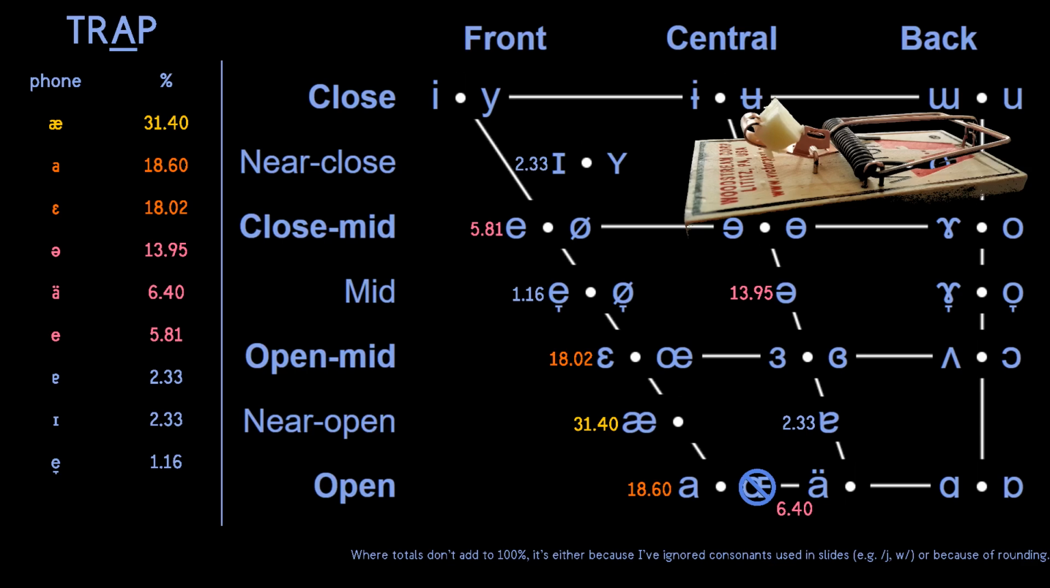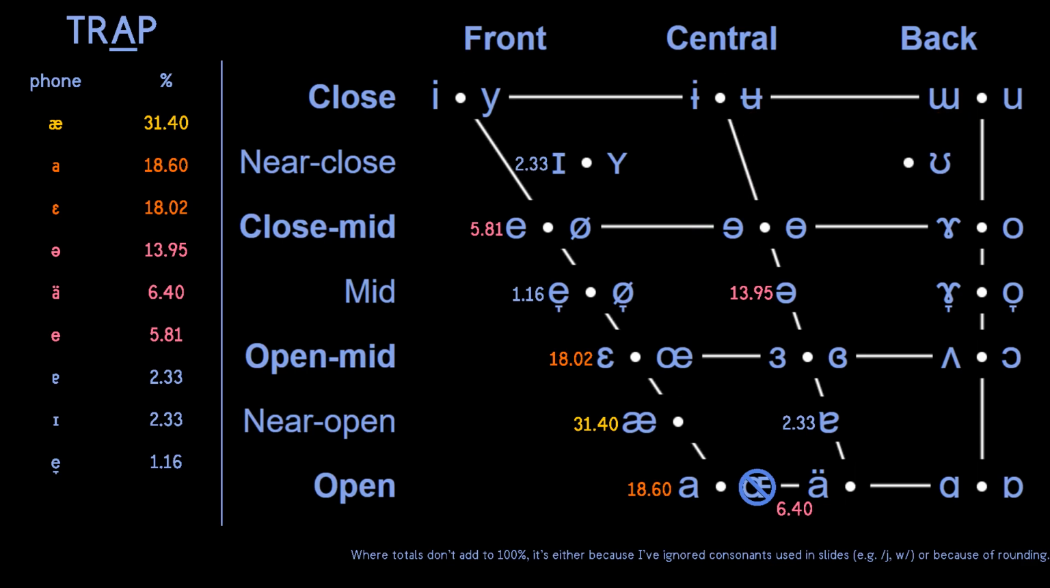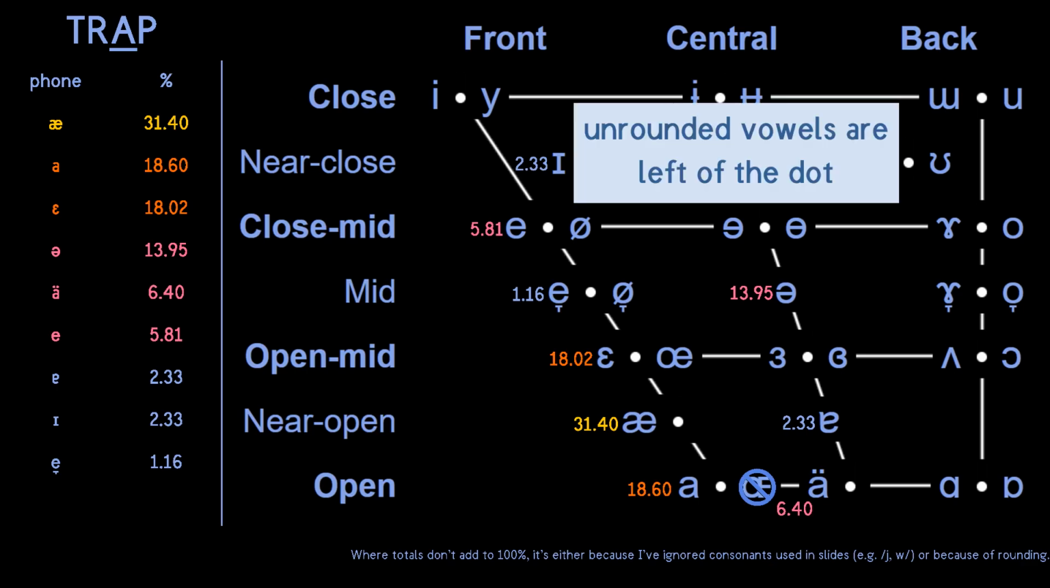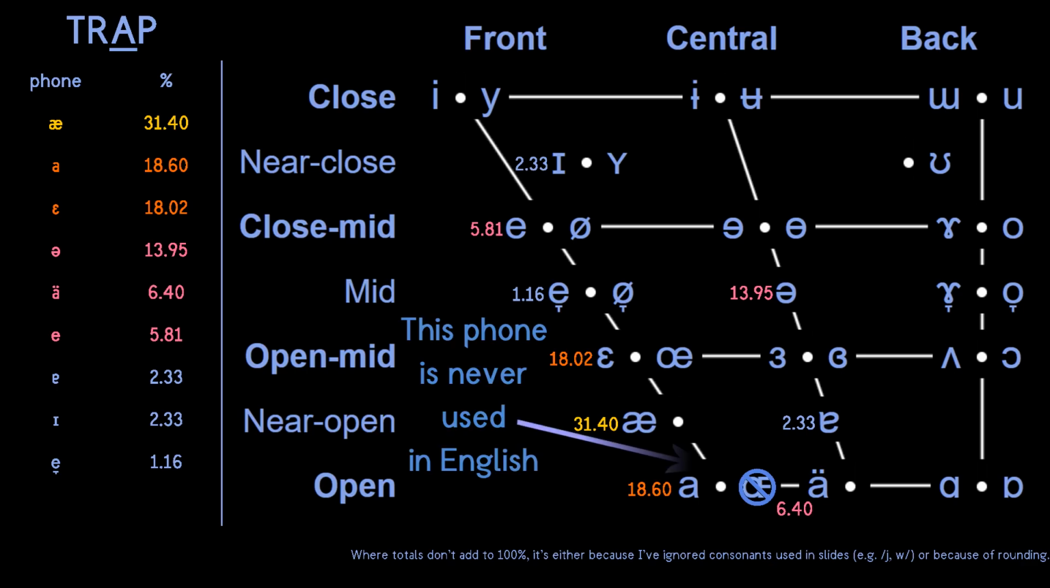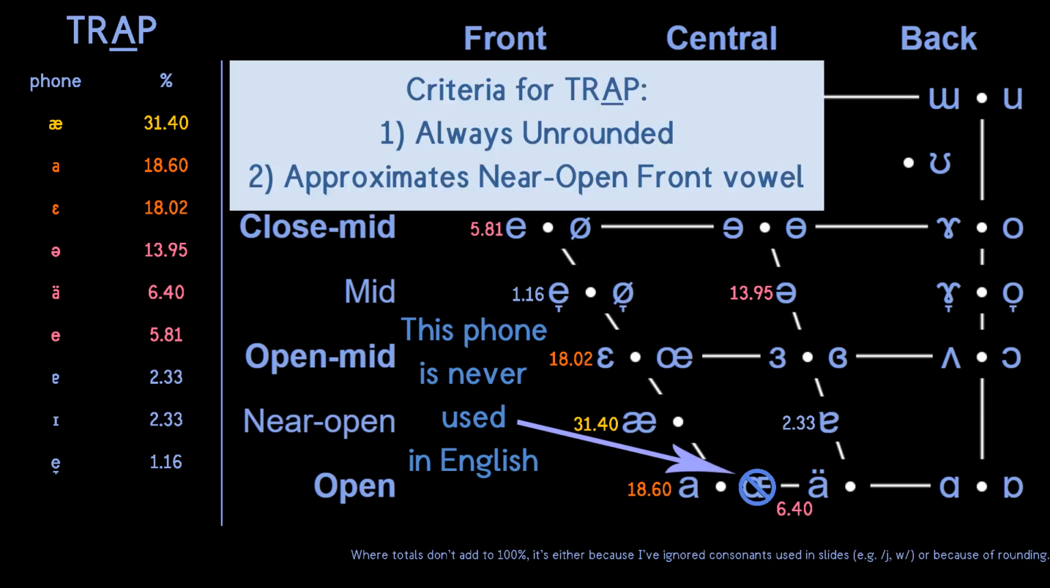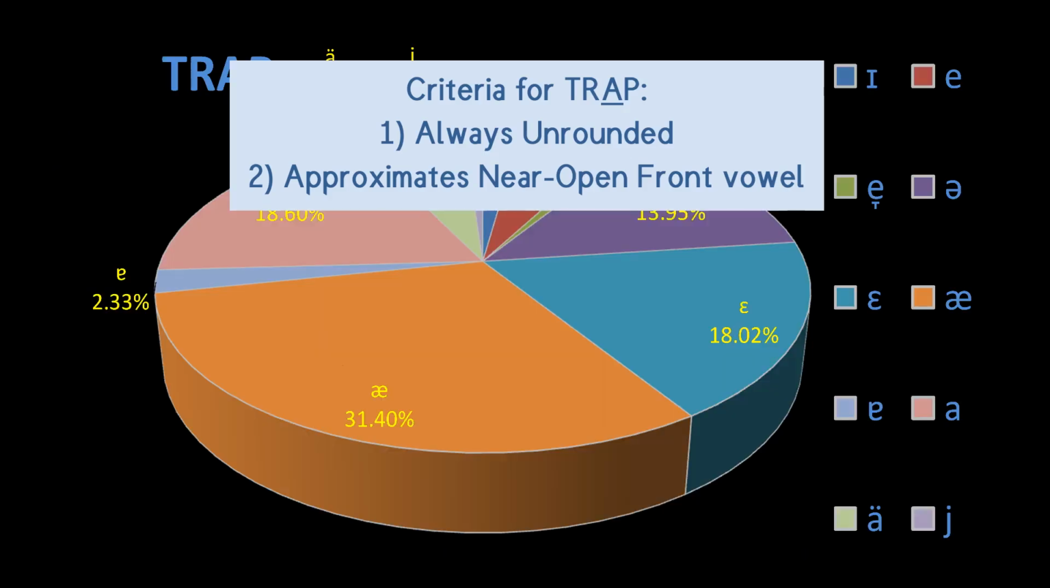Looking at the trap set, as you can see, only unrounded vowels are used. Almost 1/3 of us use the front near open vowel. Either side of it, the open and open mid vowels roughly balance each other for how different dialects have shifted the trap vowel. Again, the front close mid vowel and the central open vowel also roughly balance each other. So, can you see how, across all dialects, English speakers are aiming to approximate the near open front vowel when saying trap? Here's the pie chart.